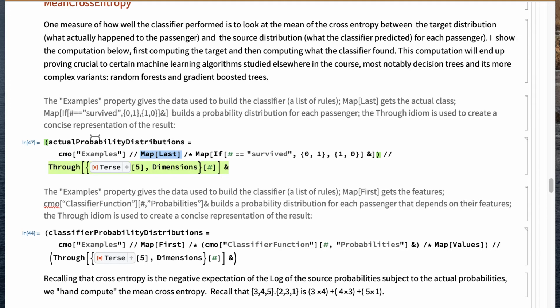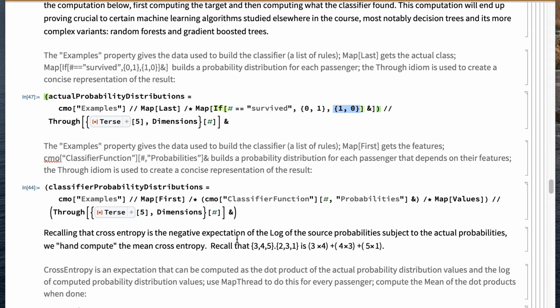Remember how each example fed into a machine learning algorithm tends to be a rule, and the left-hand side of the rule are the features of the individual, and the right-hand side is the correct answer. So we want the correct answer. If it's survived, we'll represent that as 0, 1. If it's died, we'll represent that as 1, 0. So that's going to give us the actual probability distributions, with each person represented as 2 numbers, depending on whether they survived or they died.